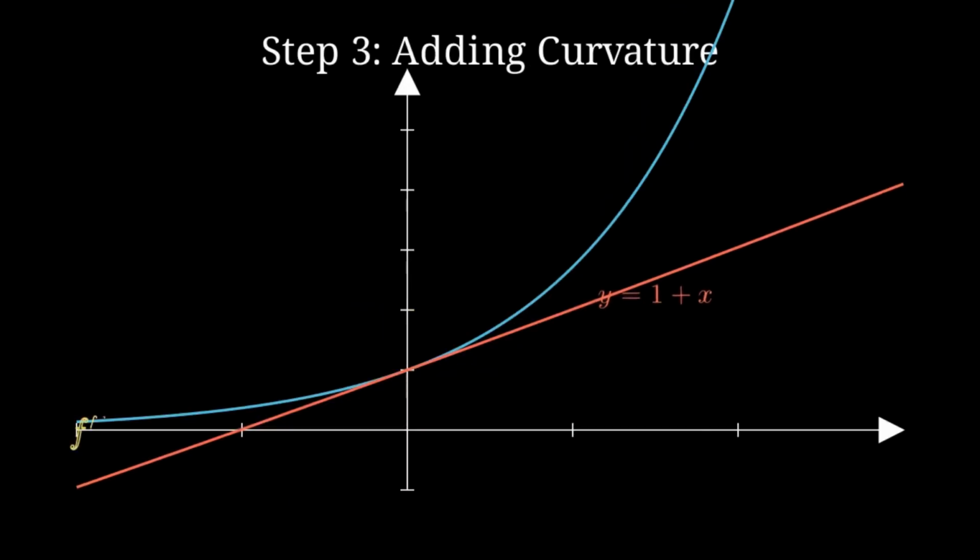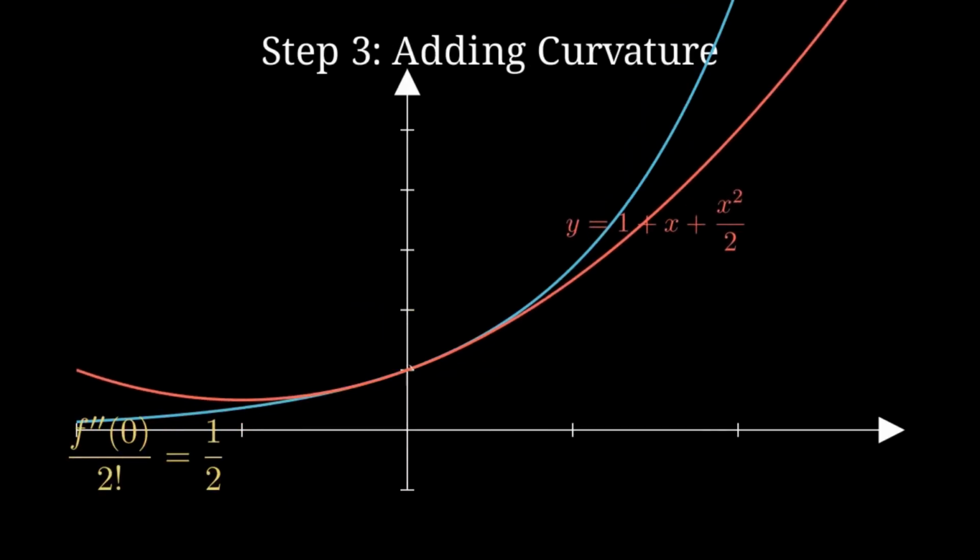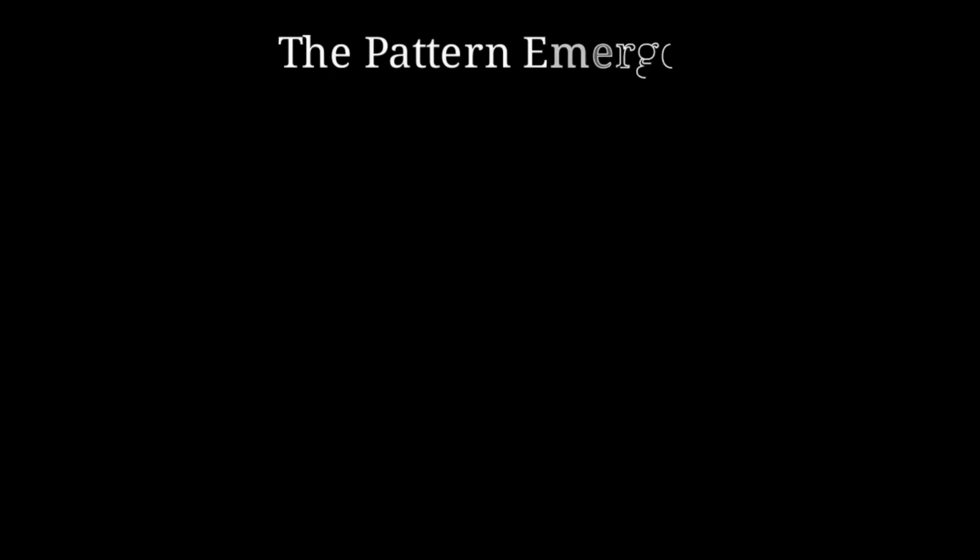Next, we match the second derivative to capture the curvature, or concavity. We add x squared divided by 2 factorial. This creates a parabola that hugs the exponential curve even more closely, extending our range of accuracy further away from the center point. A pattern is now visible.